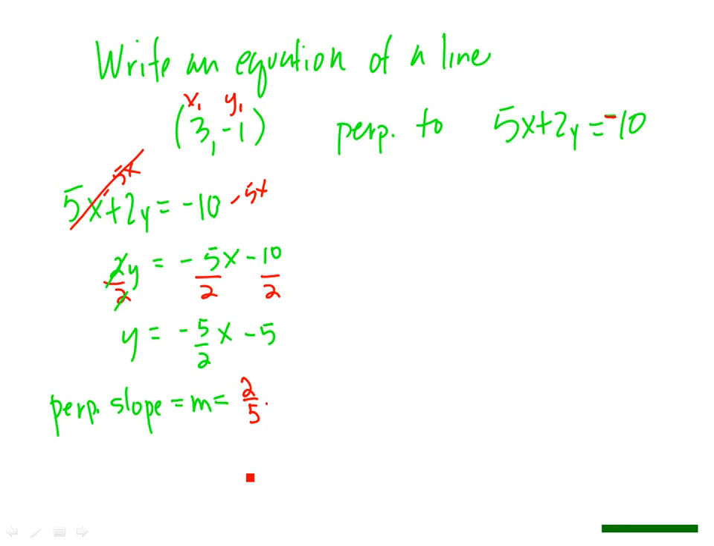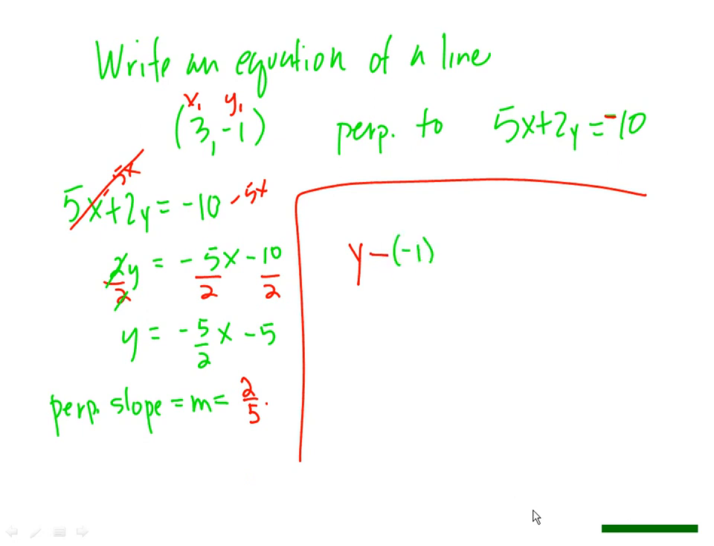Now all we need is to use the point-slope formula. So we have y minus, what is y₁ here? It is negative 1. And we have m, let's put 2/5 here. We have x minus x₁, which is 3. To simplify, we have y minus a negative 1, which is y plus 1. And let's distribute here. We have 2/5 x minus, what is 2 times 3? 6 over 5.